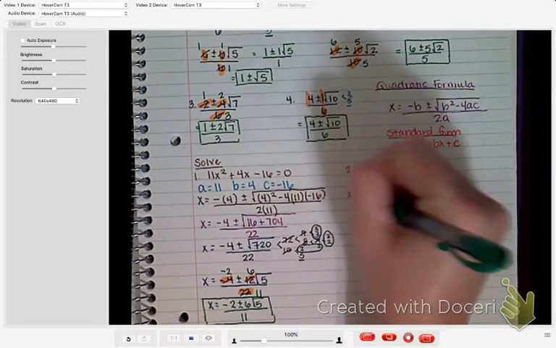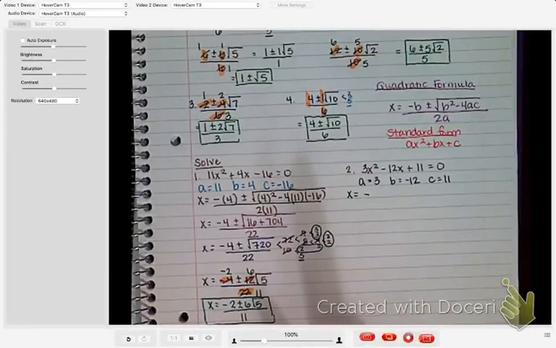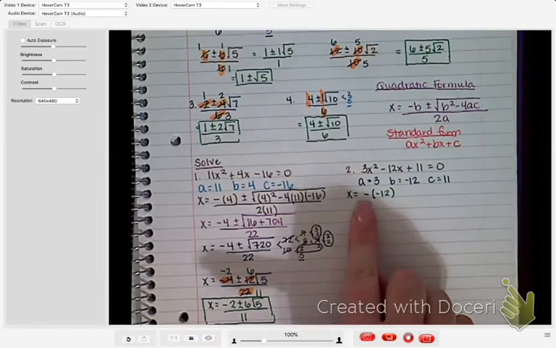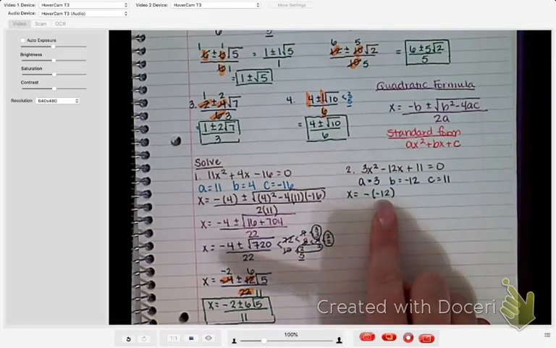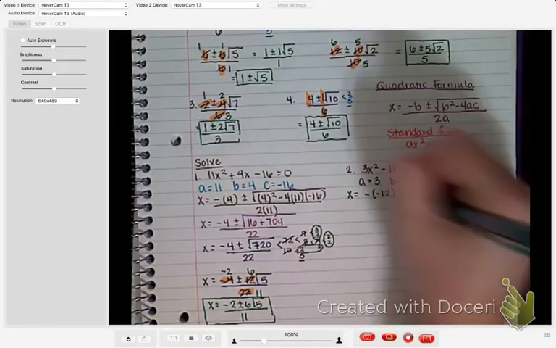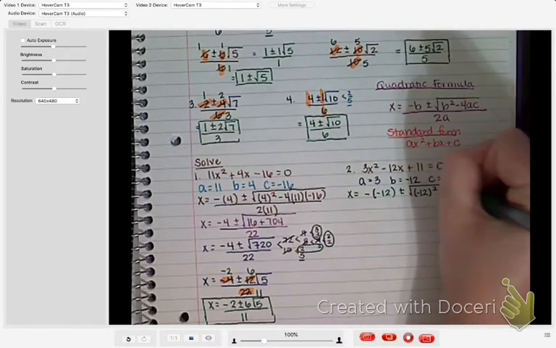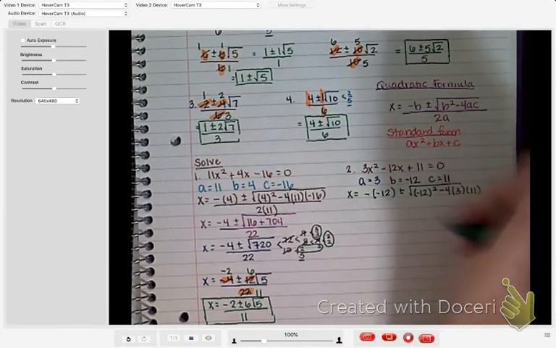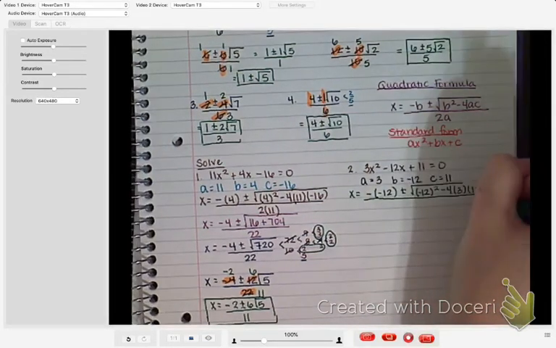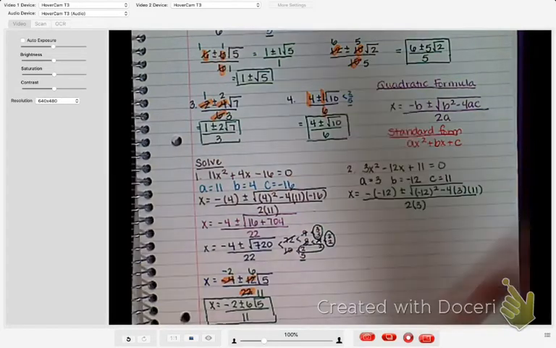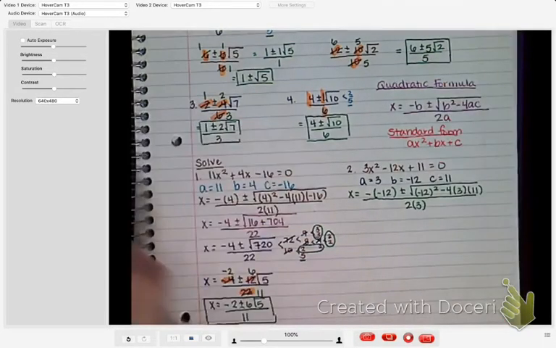So x equals, remember that negative is a part of your formula, and this time b is also negative. So I have the negative, and I'm plugging in b, which is -12, plus or minus the square root of -12 squared minus 4 times a times c all over 2 times a. So plug everything in and then simplify. Okay, one step at a time.